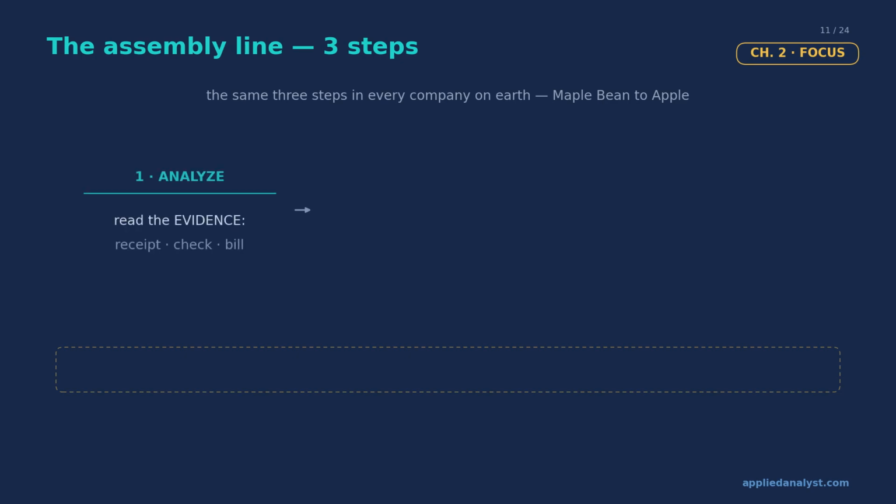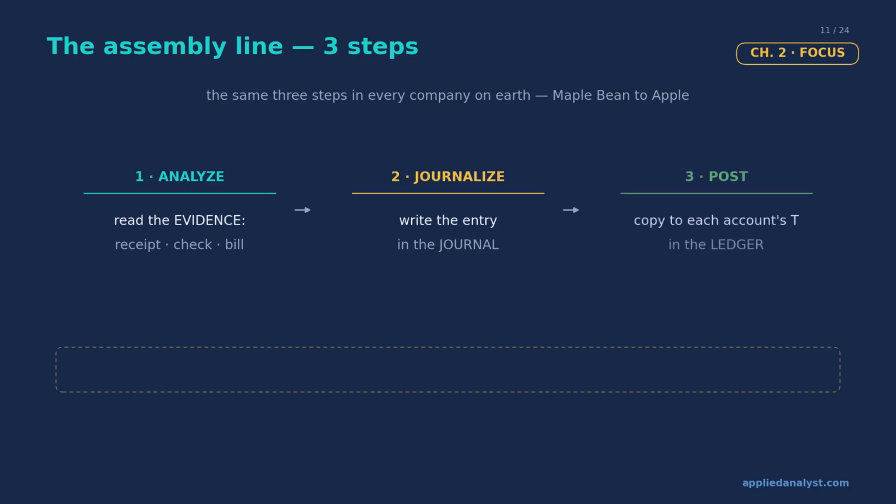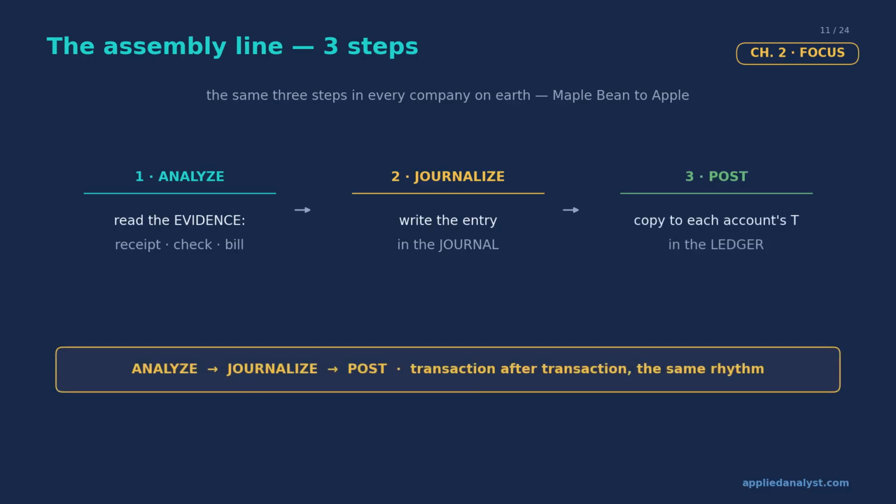Step 1. Analyze. Real companies never analyze from memory. They analyze documents, a receipt, a check, a bill. Step 2. Journalize. Write the entry in a book called the journal. Step 3. Post. Copy it into each account's own T inside the ledger. Analyze, journalize, post. 2 of those are new, so let's meet them.